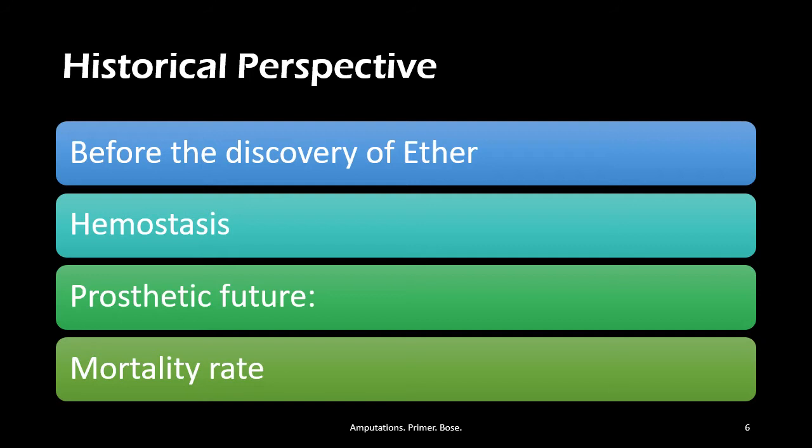Hemostasis is the process of stopping the arterial bleeding immediately after incision. In the earliest days, this was achieved by dipping the stump in hot oil. Today, this is achieved by electrocautery. In reference to the prosthetic probability, the stump of yesteryears was poorly adapted for future prosthetics, and the mortality rate was high.